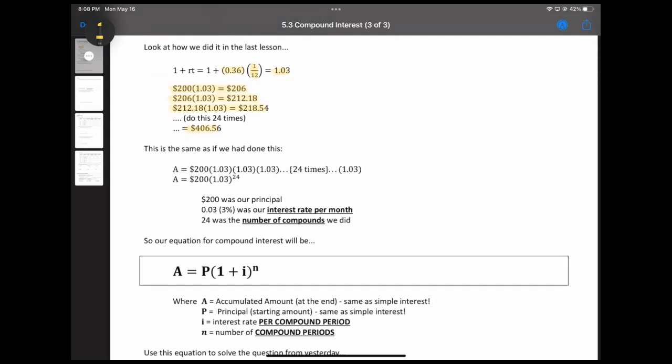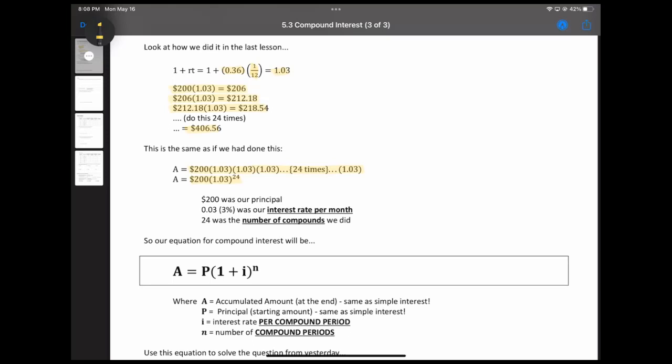Now, instead of taking 200 and multiplying it by 1.03 24 times, an easier way to do that is to just say, let's multiply 200 by 1.03 to the exponent 24. Now, if you came up with that on your own, fantastic. That's actually one of the reasons that we built up to it using the method we did yesterday.